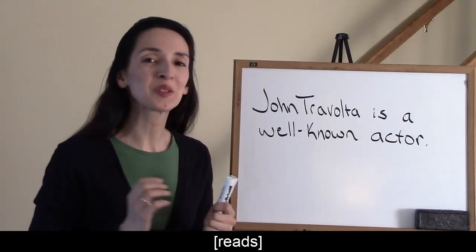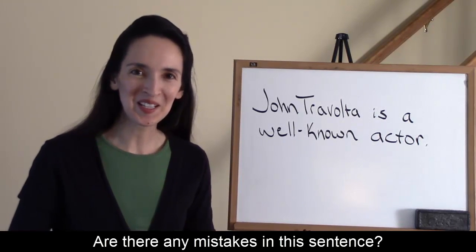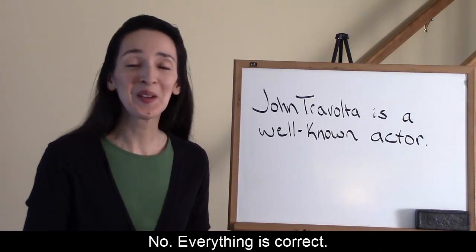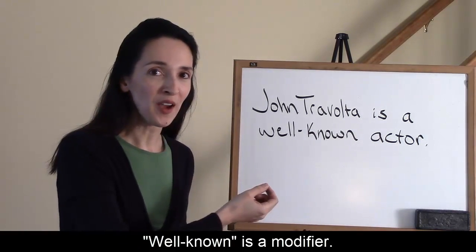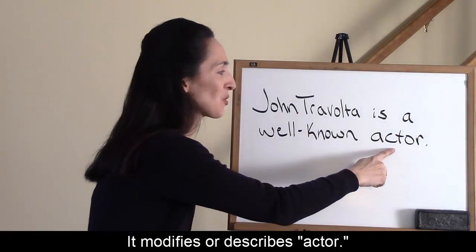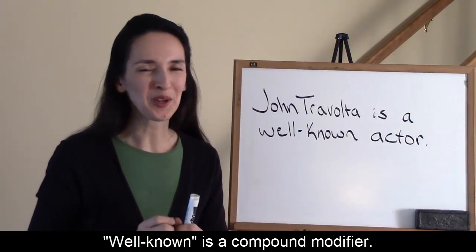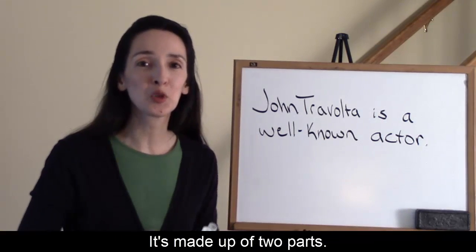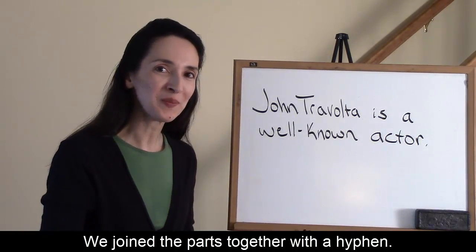John Travolta is a well-known actor. Are there any mistakes in this sentence? No, everything is correct. Well-known is a modifier. It modifies or describes actor. Well-known is a compound modifier. It's made up of 2 parts. We joined the parts together with a hyphen.